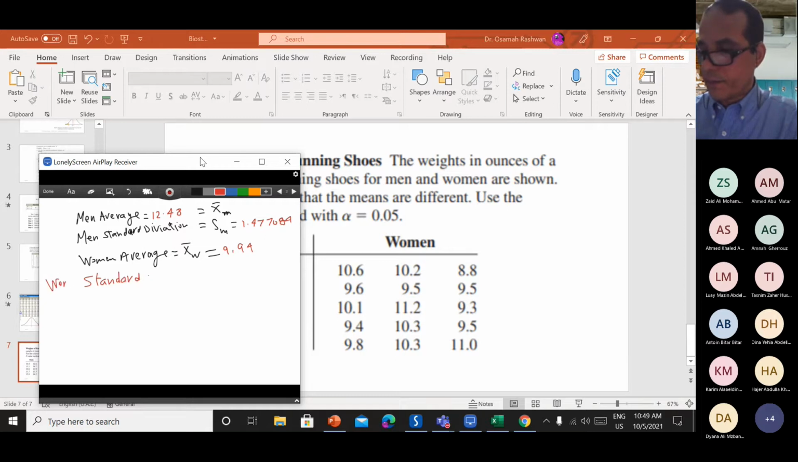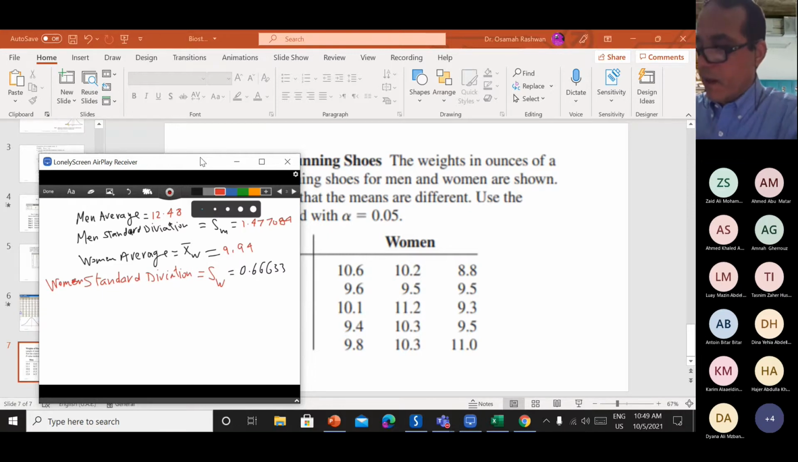Woman standard deviation equal to SW. What is the value? Number 4. What's the value? 0.66633. That's enough. Okay, thank you. Now I'm ready to find the stat value, right?